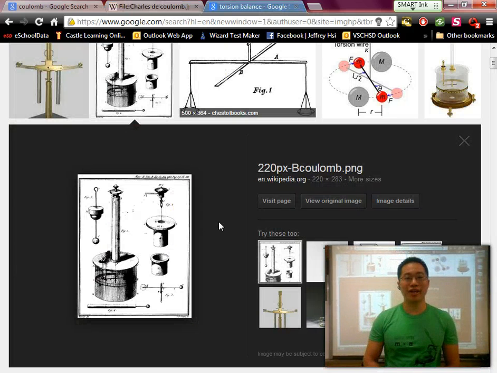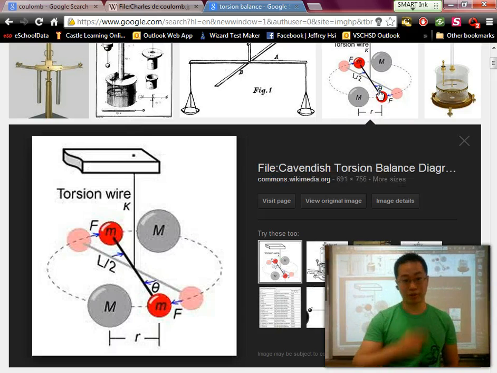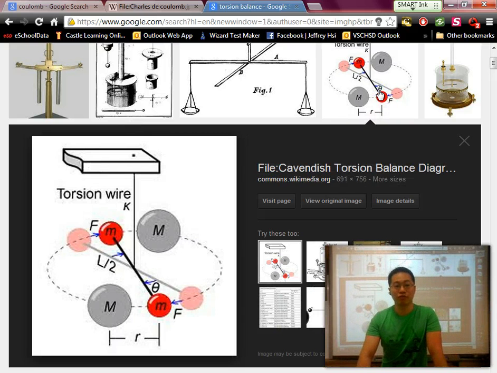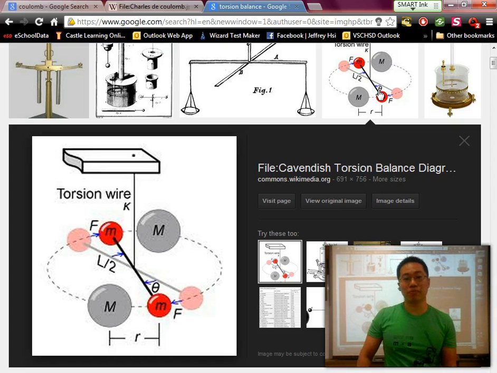and he had created a device called a torsion balance, which is basically a device that measures very weak forces. And here's another diagram, actually, that's pretty good. This one's used for gravitational forces, but it's the same idea. And he was able to discover the exact relationship between the charges themselves and the distance between the charges and the force exerted.